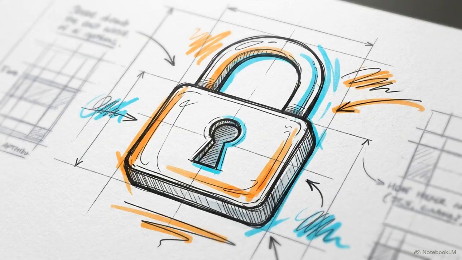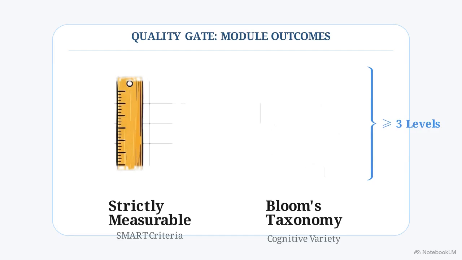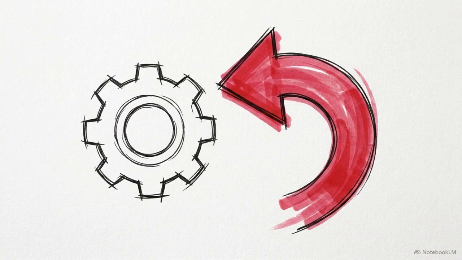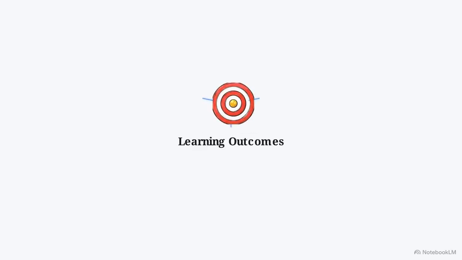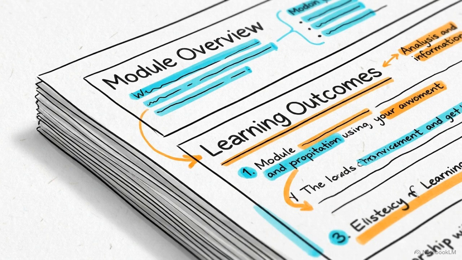Once you have your draft, you hit your first quality gate. Check your work. Are your outcomes strictly measurable? Do they span at least 3 different levels of Bloom's taxonomy? If the answer is no, you must revise them now. Every lesson, quiz, and resource we build next will trace directly back to these specific outcomes. The structural integrity of your entire module relies on the decisions you lock in right here.